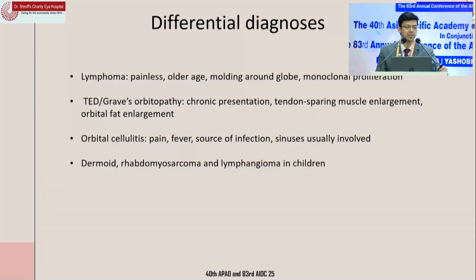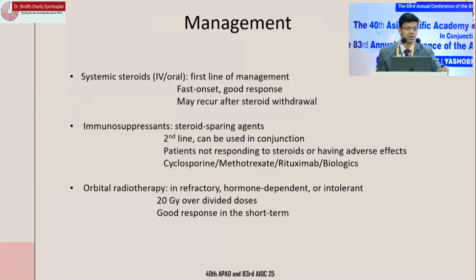Orbital cellulitis is one more important differential diagnosis, which will present with pain, but there will be systemic symptoms also, such as fever. You might identify a source of infection, especially the sinuses, which are the most common route of spread to the orbit. Then in children, differential diagnoses are dermoid, rhabdomyosarcoma and lymphangioma. These are the three things that need to be kept in mind. Again, radiology and histopathology will guide us towards the diagnosis.